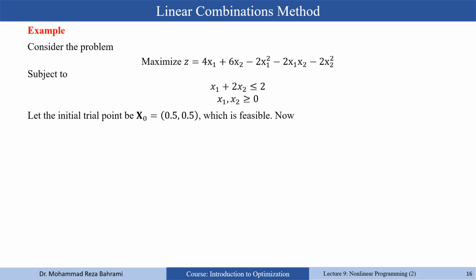We are using the previous example. This is the quadratic problem, but we can easily use the linear combination method for this type of problem as well, right? So we are picking an initial trial point. This point is feasible, it satisfies the constraint.